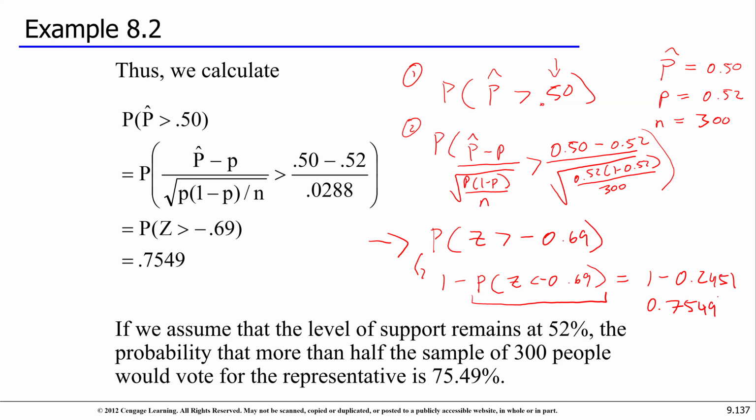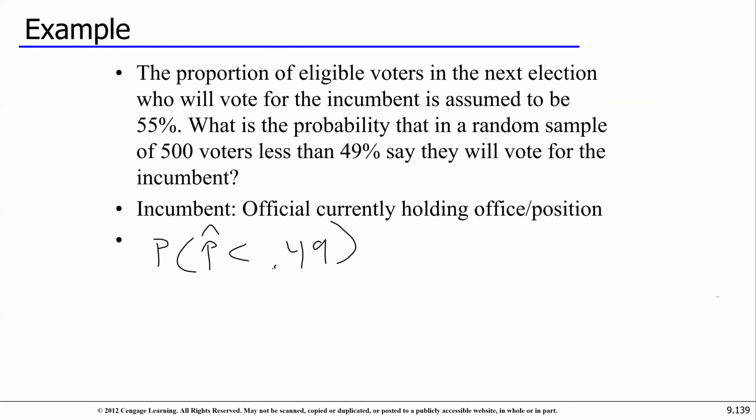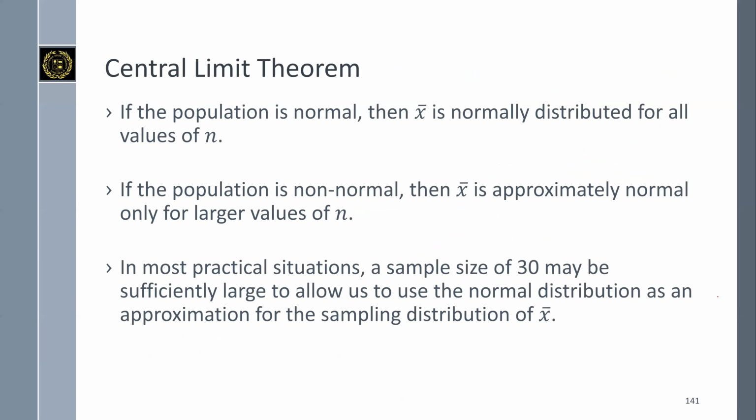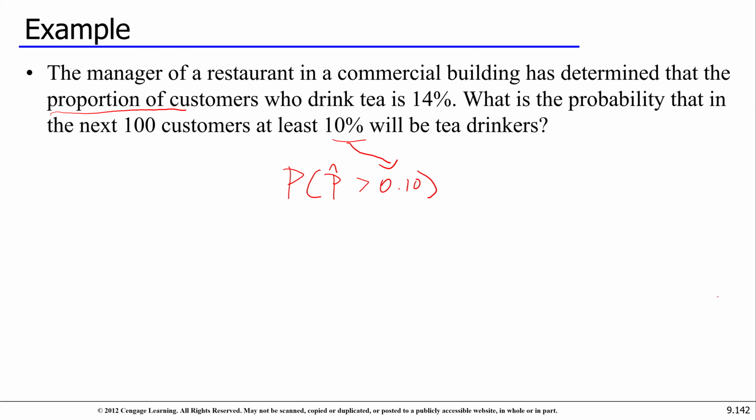All right, so we're going to do the tea example, which is right here. The probability that p hat is greater than 0.10. From the question, we determine that the proportion of customers who drink tea is 14%. This is what we're assuming to be true, the population proportion. So that 14% is 0.14. That is our p. Our p hat is what we want to test. So what's the probability that the next 100 customers is 10%? Our p hat in this case is 0.10.